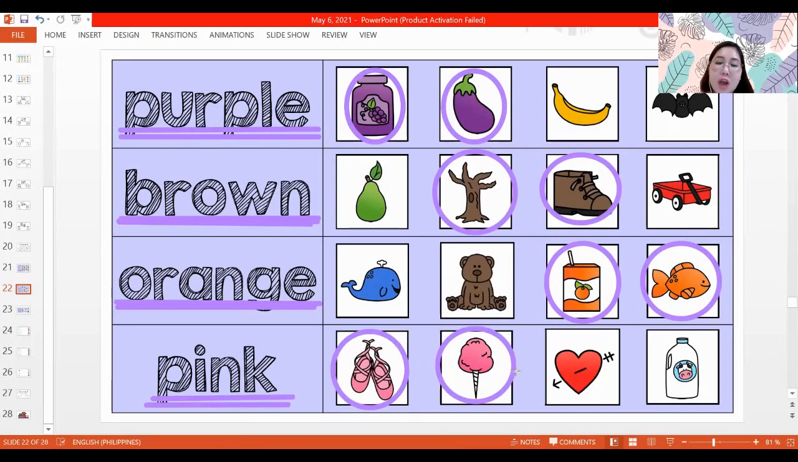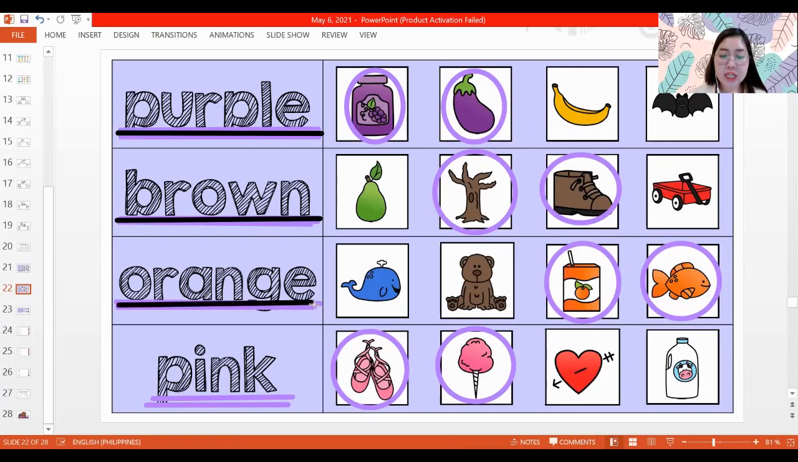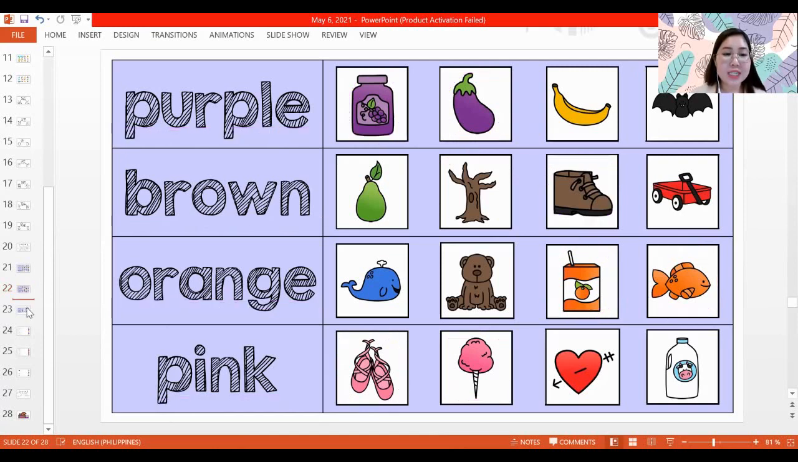So we already answered all of them. So let's read them one more time before we go to the next slide. We have the word purple, brown, orange, and the word pink. Now let's proceed to the last slide for this one.